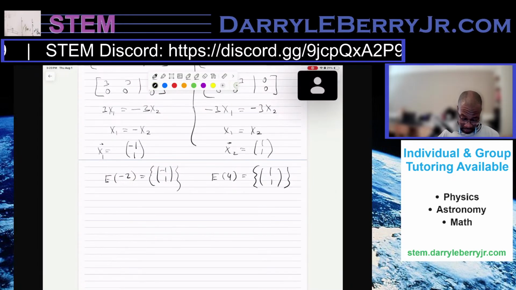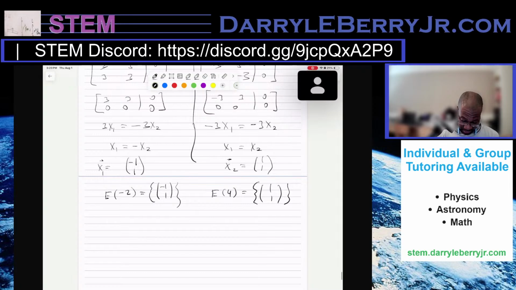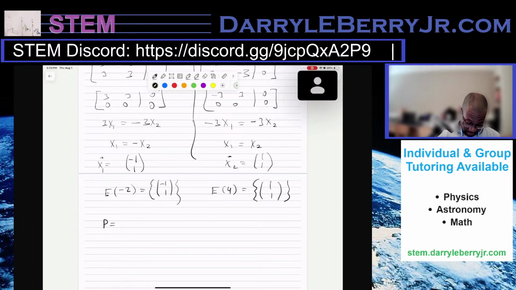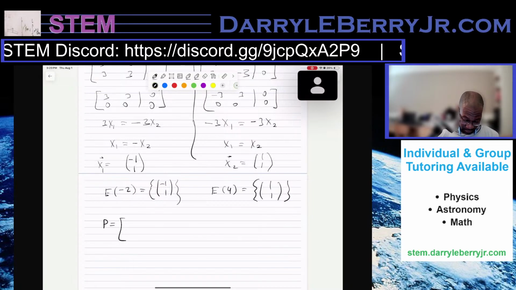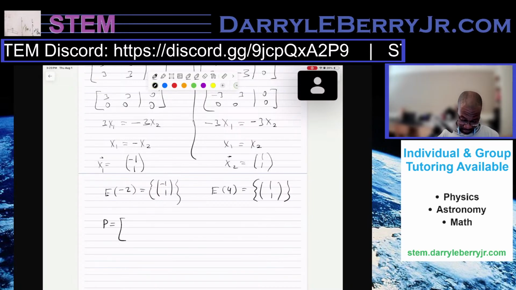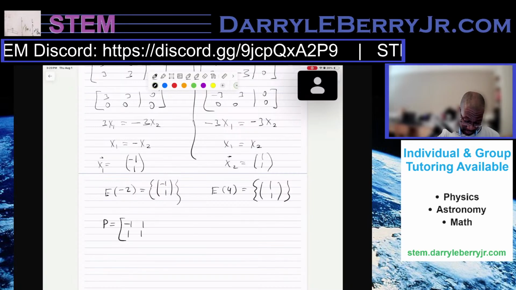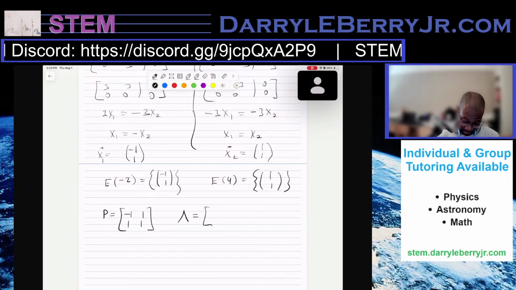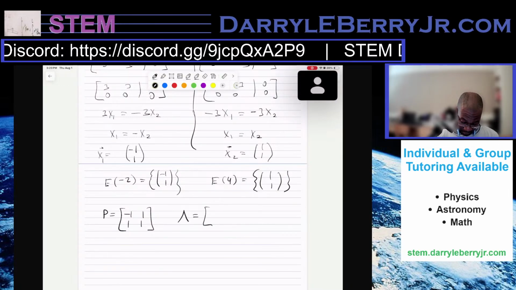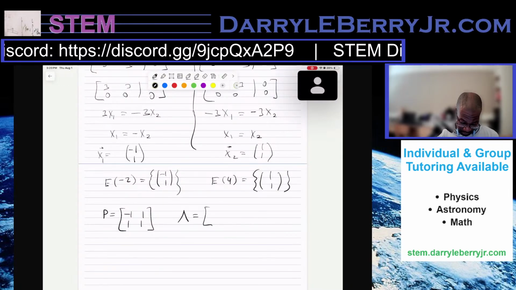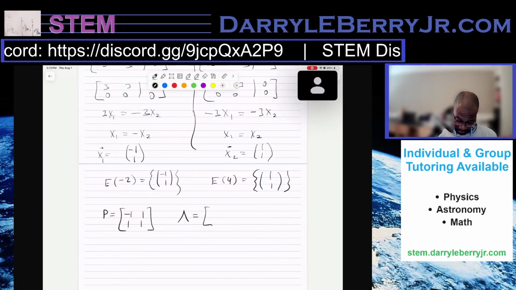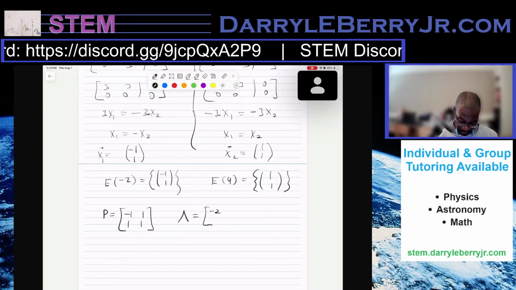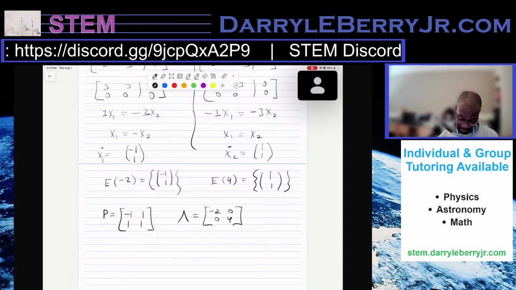So what we can do is build our matrices. So P, what is P going to equal? Yep, that is correct. And what about lambda? That is correct. Got that.